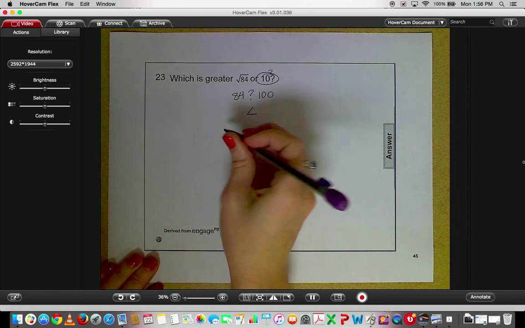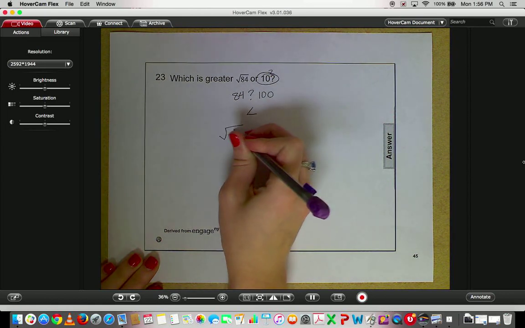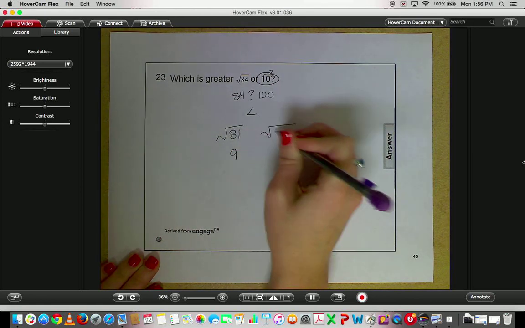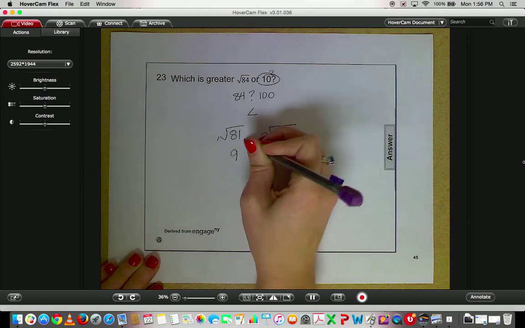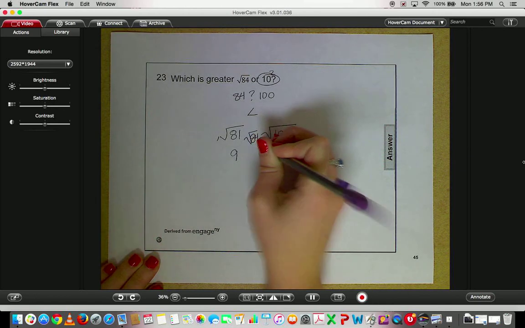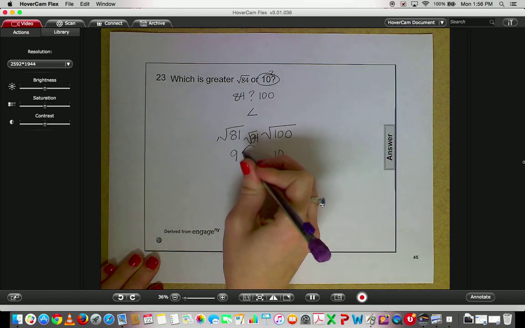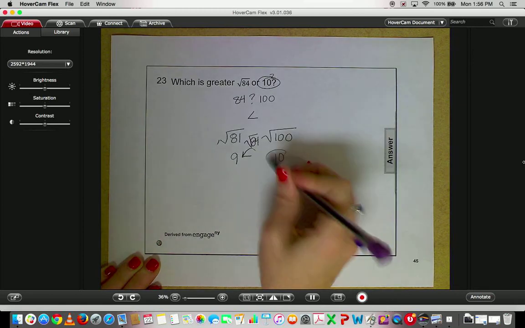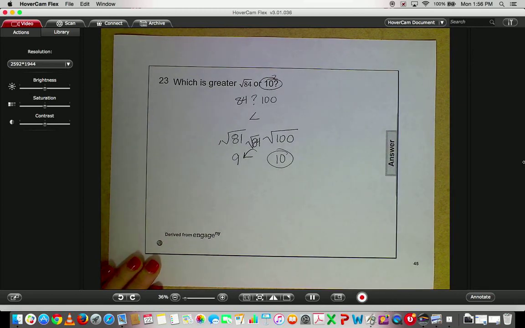Or you could have said, I know that the square root of 81 is 9, and the square root of 100 is 10. So the square root of 84 must lie in between 9 and 10, but closer to 9. Okay? So that would mean that 10 would have to be greater than the square root of 84.